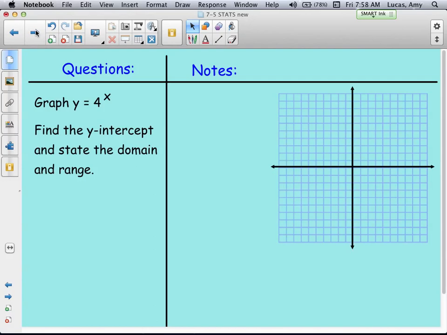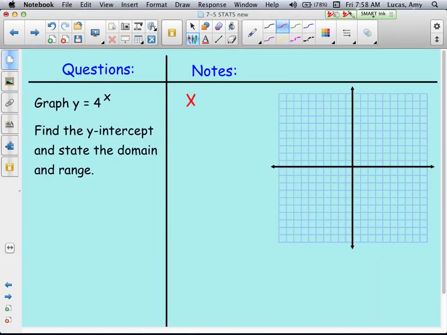Okay, so for starters, we're going to graph some functions, and we're going to look at a couple that are exponential growth and then a couple that are exponential decay. So this one is pretty basic. I'm going to make a little T-chart table, and I'm just going to put in a couple of numbers to take a look at what kind of shape it's going to have.